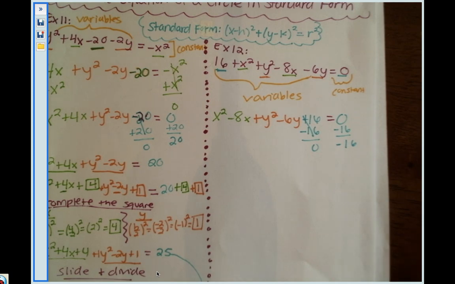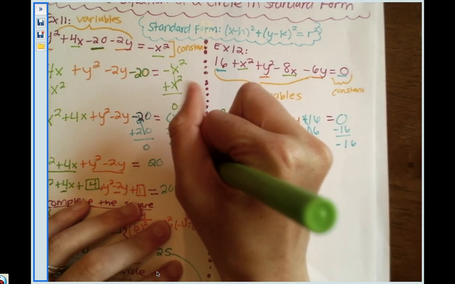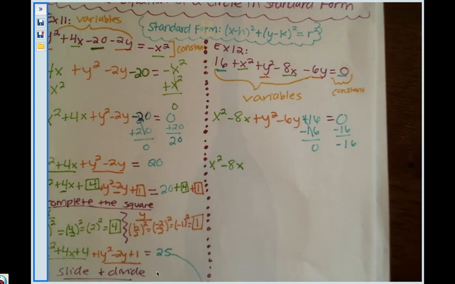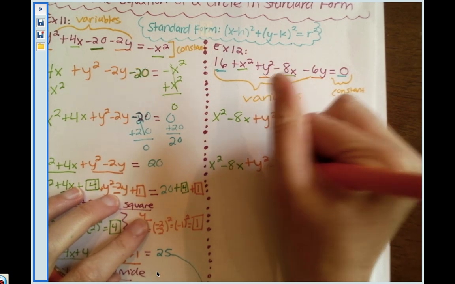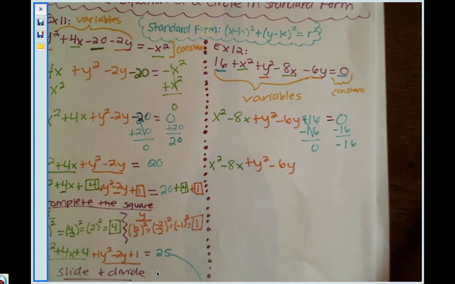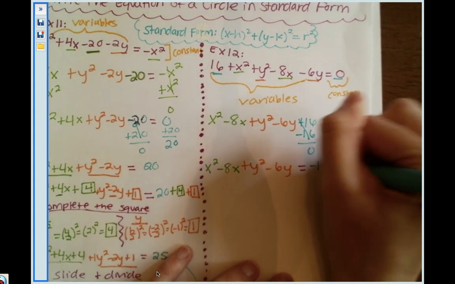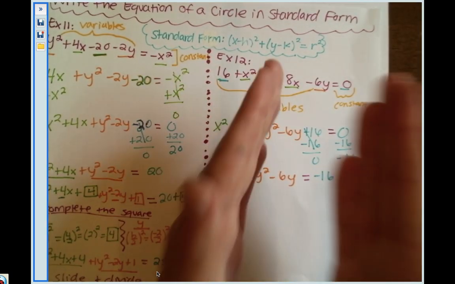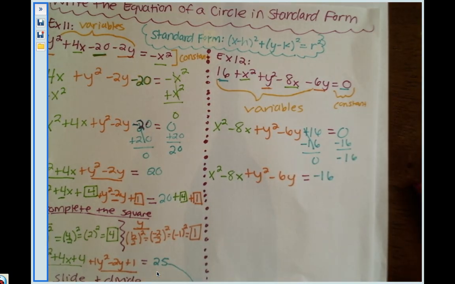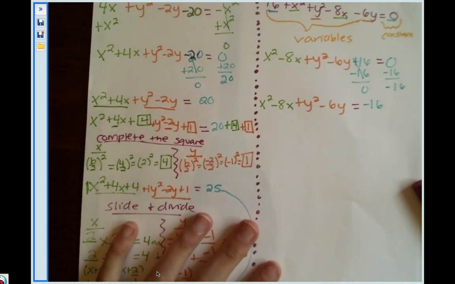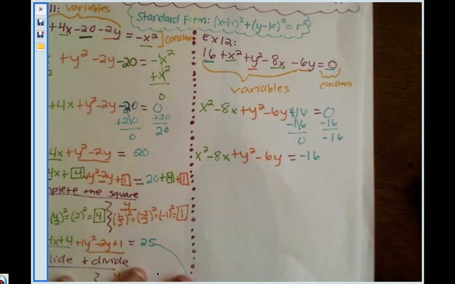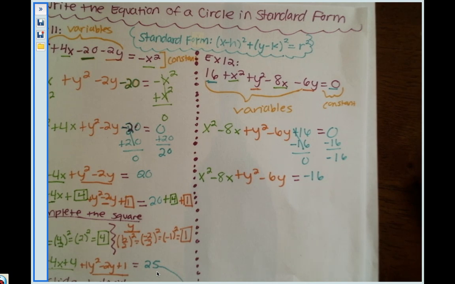So I currently have x squared minus 8x plus y squared minus 6y equals negative 16. All right, so now that my x's are together, my y's are together, and my constant's on the other side, I can start completing the square, which I'm going to set up with my cute little boxies so I know what I should be adding onto both sides of my equation.